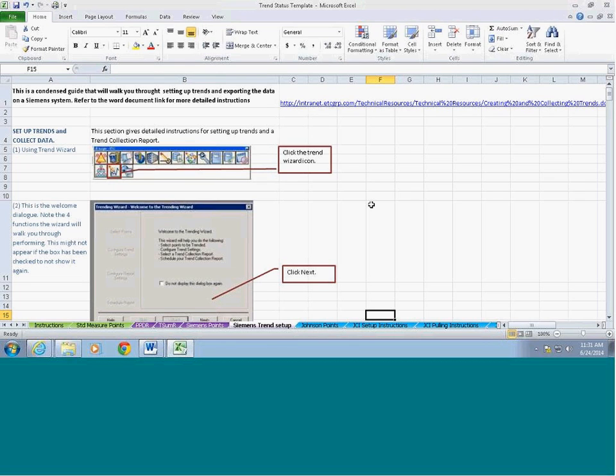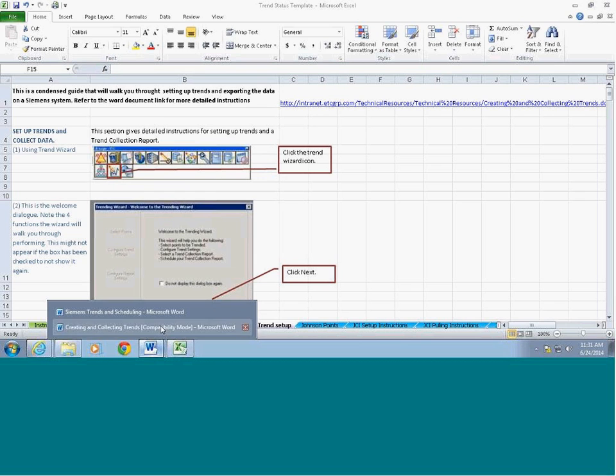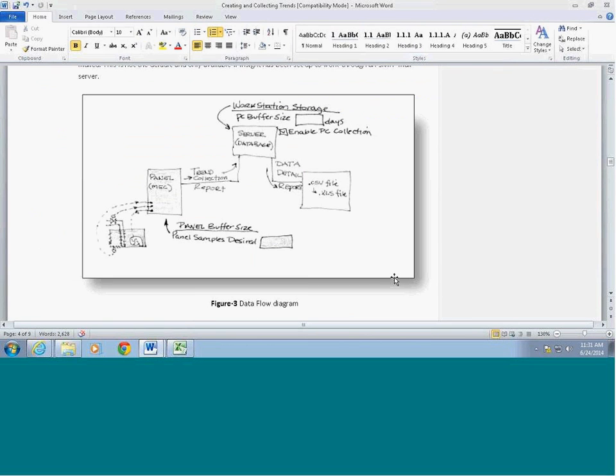So the 200 number comes from, and they refer to that, again, if we go back to that chart in this document. Yep. So here we've got panel buffer size, the panel samples desired. Again, the recommendation is 200 here. So that means 2 days on this, right? Next we've got collection.